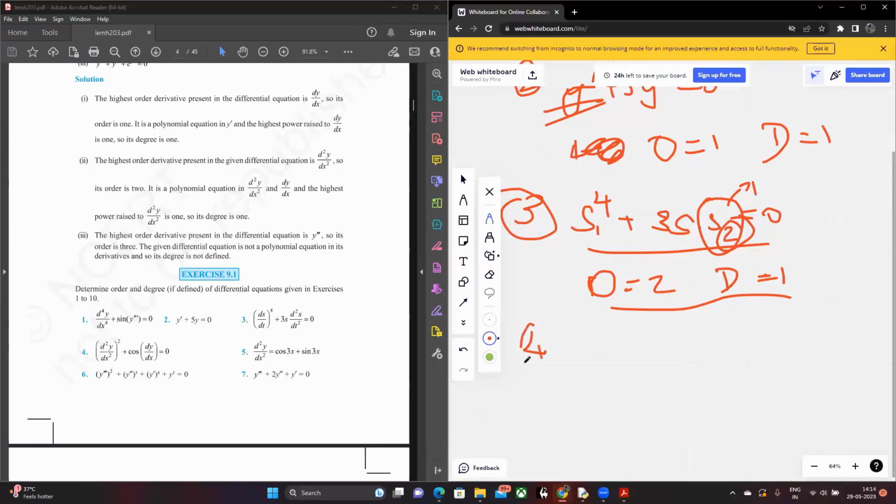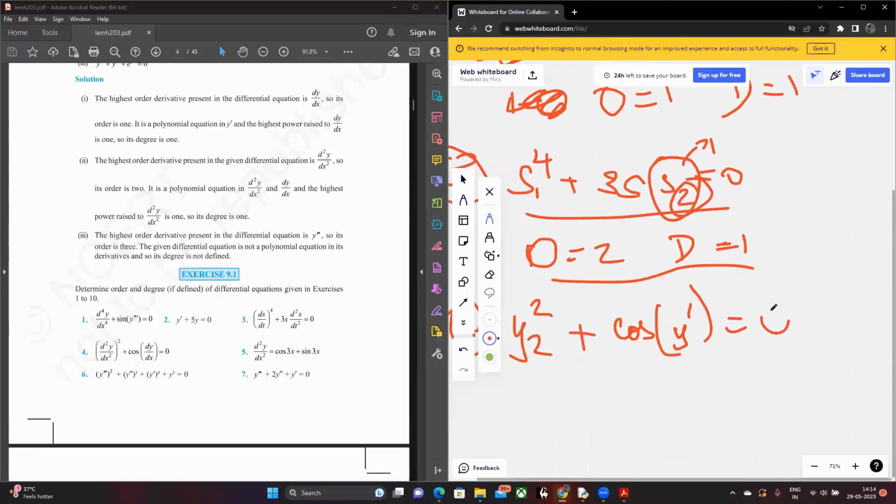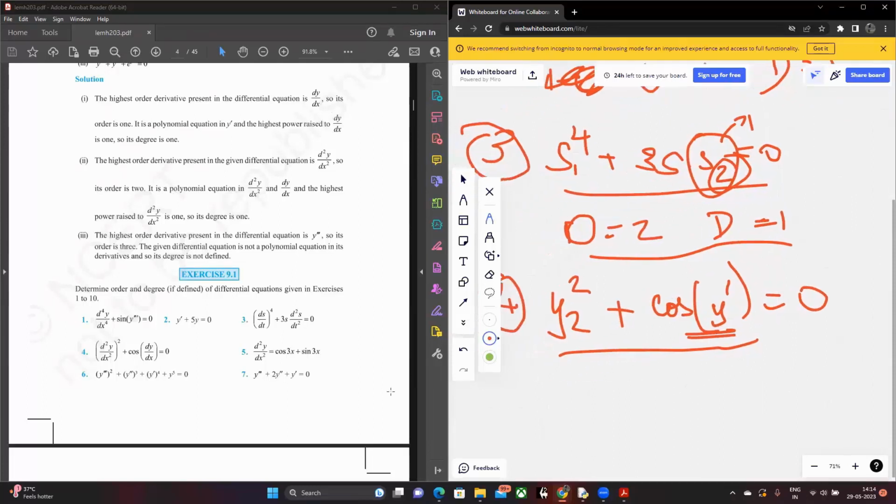Question number 4, right? This is y2 squared plus cos y dash, and this is 0. Again, this is non-polynomial because it's cos y dash, right? You can say that the order is 2, but the degree is not defined.